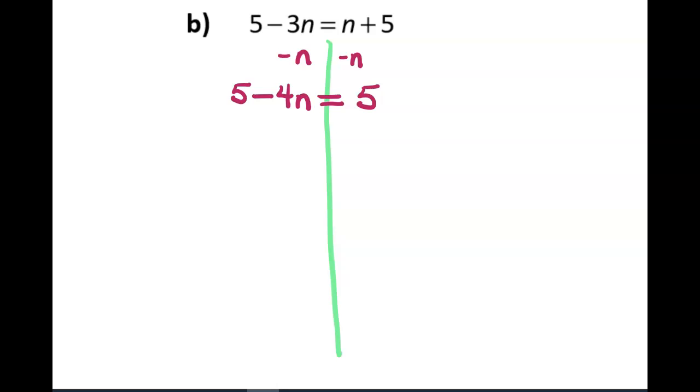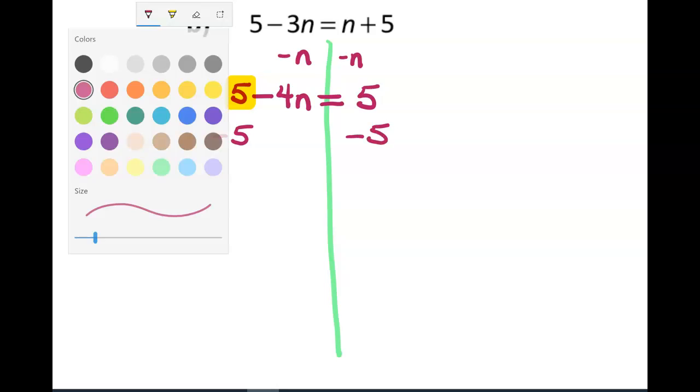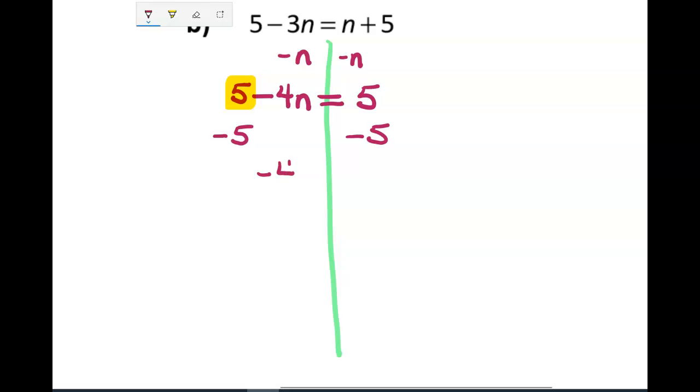And then we're going to subtract 5 from both sides. Now be really careful here. This 5 right here is a positive number because the minus sign is on its right side, not its left side. We always look to the left of the number to determine the sign. So that 5 is a positive 5. In order to do the same thing to both sides, we're going to subtract 5 from both sides. What that's going to leave us with is negative 4n. Remember to bring that negative on the left of the 4n down, equals, and 5 minus 5 is 0.